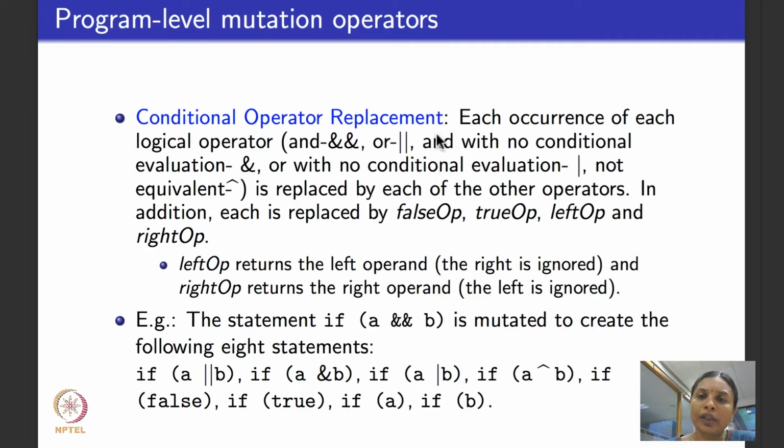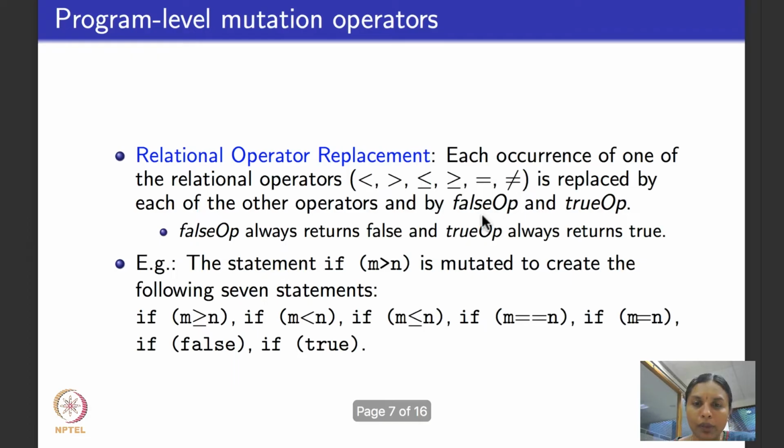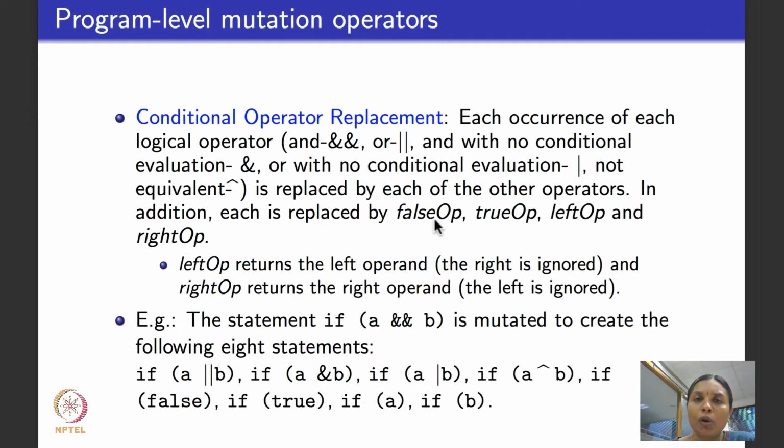So what does conditional or logical operator replacement do? What are the various logical operators? They are AND, OR, AND with no conditional evaluation denoted by a single ampersand, OR with no conditional evaluation denoted by a single vertical bar, and not equivalent, which I denote by this caret symbol. So I could replace each of these with the other to create so many different mutants. In addition, I also have 4 special mutation operators. What are the special mutation operators? True op and false op, which are very similar to the ones we saw here. False op returns false, true op returns true. And I have left op and right op, which were similar to the ones that we saw in the arithmetic expressions. Left op returns the left operand, and the right operand is ignored. Right op returns the right operand, and the left operand is ignored.